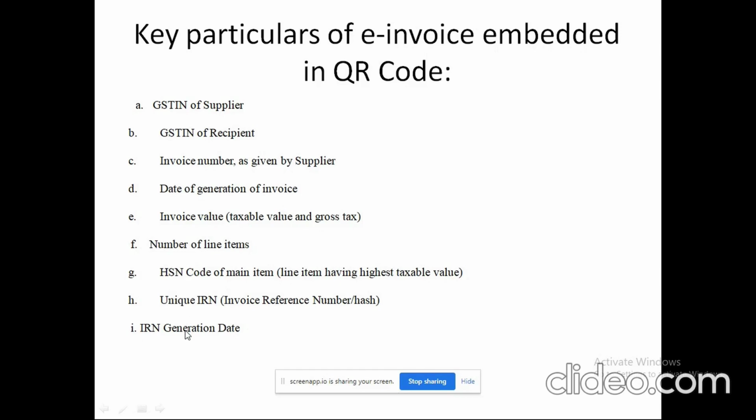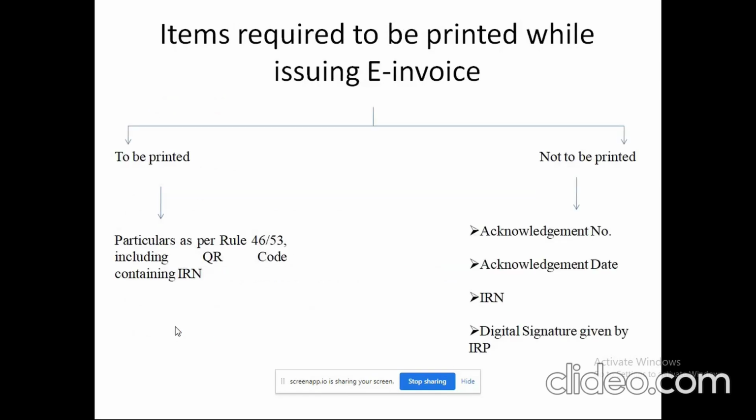Then we will see the items required to be printed while issuing the e-invoice. The items to be printed are particulars as per Rule 46 or 53. Rule 46 covers the details to be mentioned in the invoice when the invoice is generated. Rule 53 covers details to be mentioned in a debit or credit note when a debit or credit note is being issued. So these details are also required to be printed while issuing the e-invoice. The e-invoice shall include a QR code which contains the IRN, the invoice reference number.